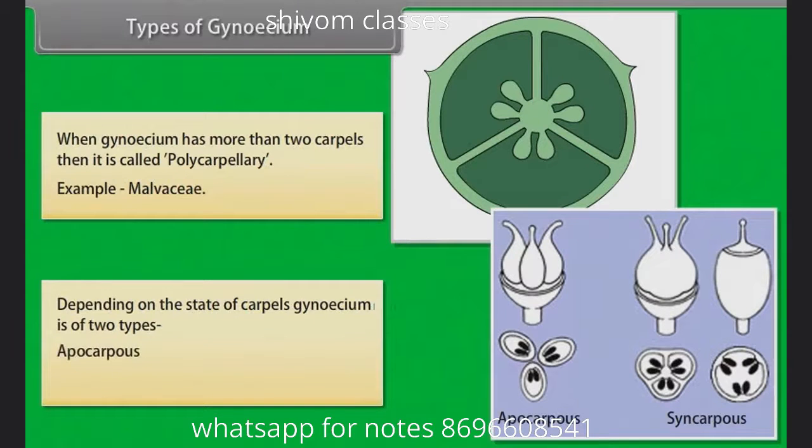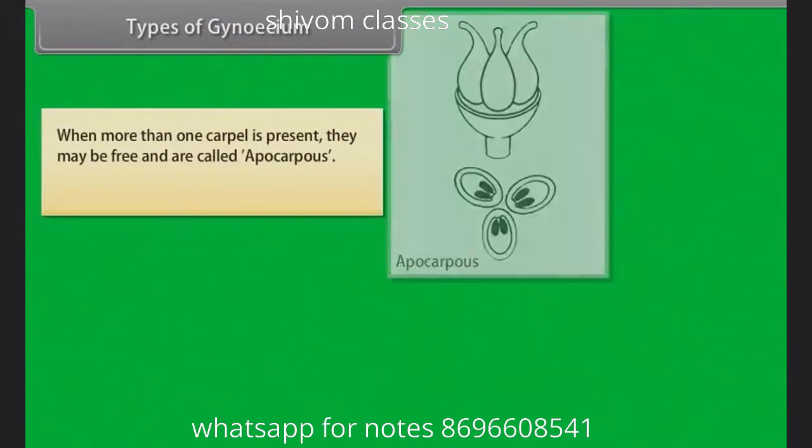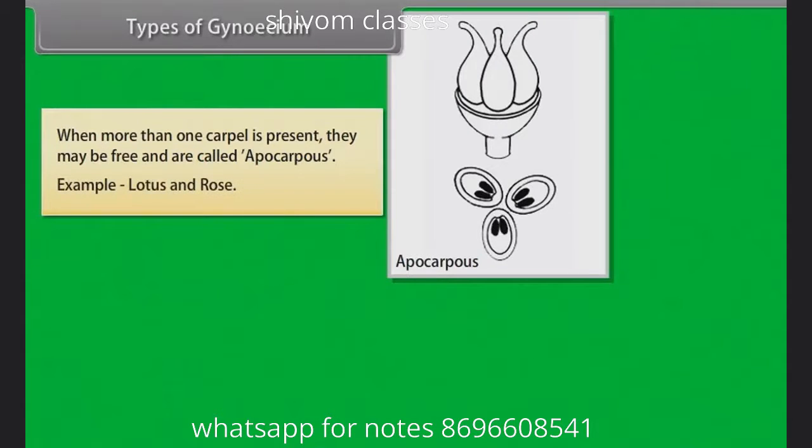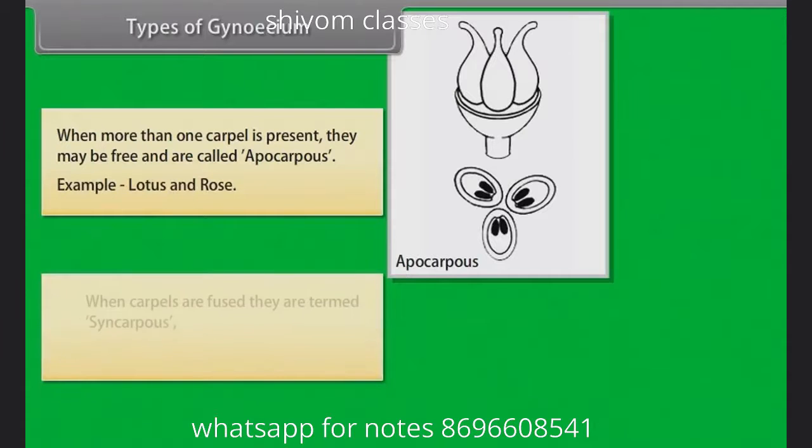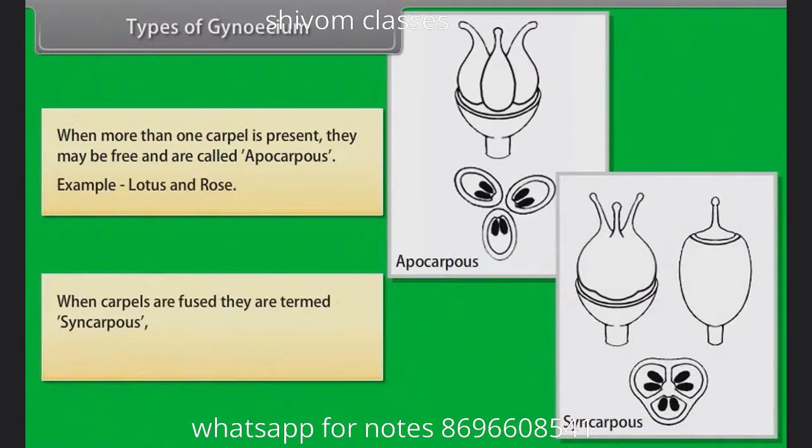Depending on the state of carpels, gynoecium is of two types: apocarpous, syncarpous. When more than one carpel is present, they may be free and are called apocarpous. Example: lotus and rose. When carpels are fused, they are termed syncarpous. Example: mustard and tomato.